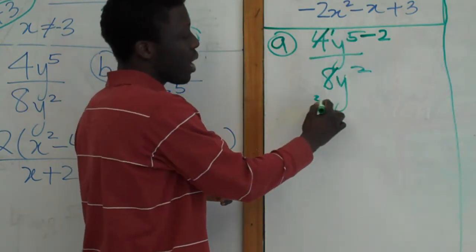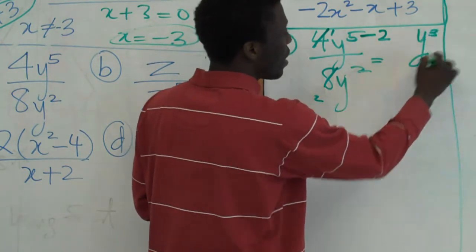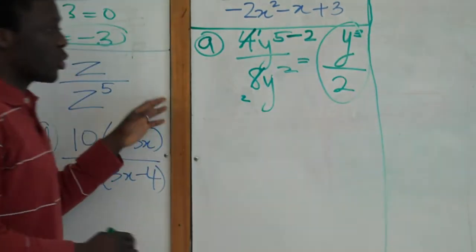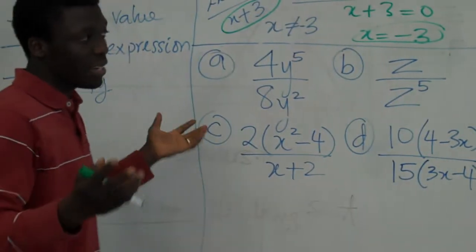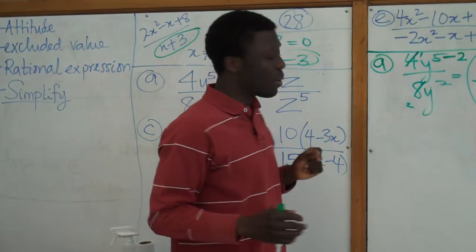It goes into 8 twice. All you have left is y to the 3rd power divided by 2. That's all you do for the first problem. You've simplified that rational expression. And again, just take it step by step. Deal with the y and then deal with the whole number.